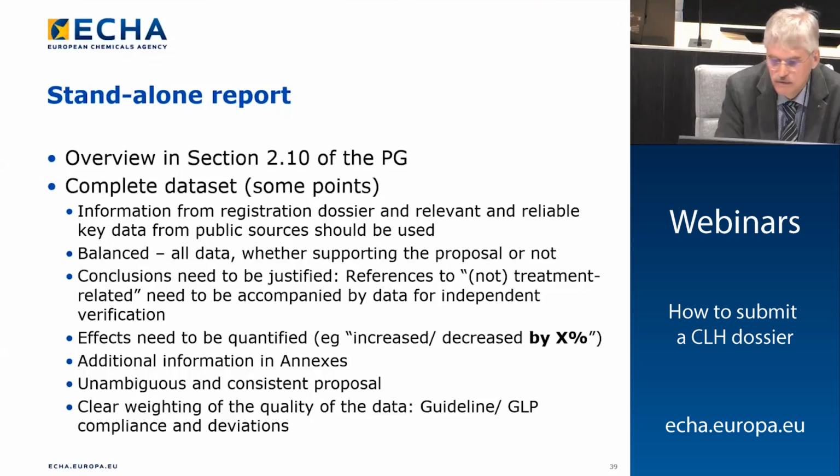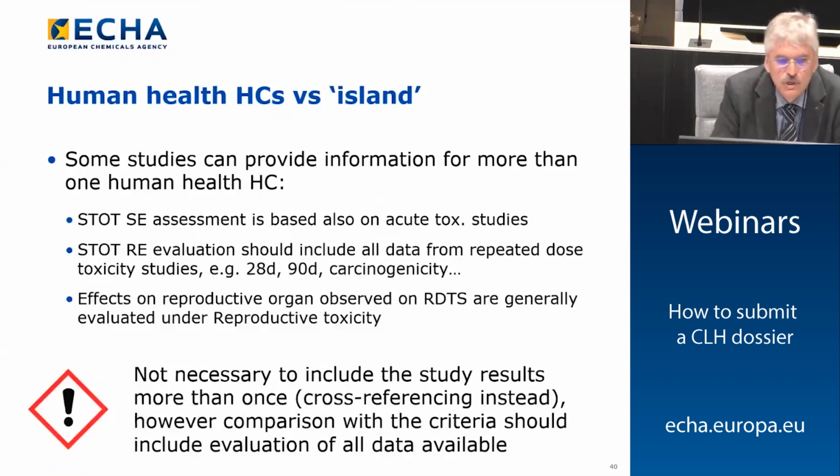Then, moving on to a few particular issues. Some studies can provide information for more than one human health hazard class. A particular example is the specific target organ toxicity for single exposure assessment, which is based on data usually from acute toxicity studies. This means that if you have data addressing acute toxicity, it is also useful to see whether this data could be used to form an STOT-SE assessment.